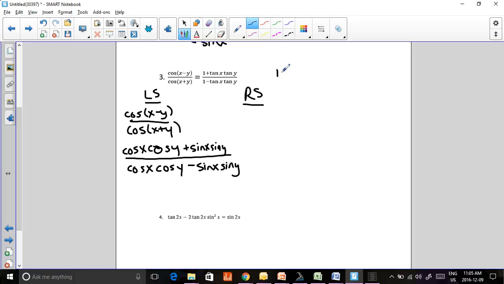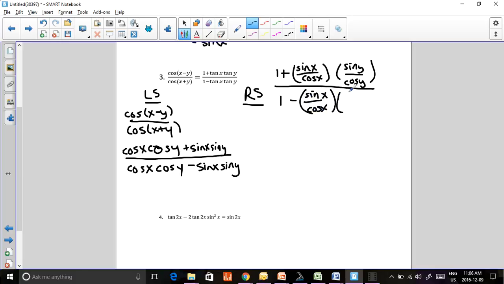So 1 plus, tan x is sine x over cos x, and tan y is sine y over cos y. In this case, it is important to write the x and the y because they're different. In the previous example, everything was in terms of x, so that's why I took it out. But here we have x's and y's, so you've got to be more diligent with that. So sine x, cos x. I'm just replacing my tans with sines over coses.